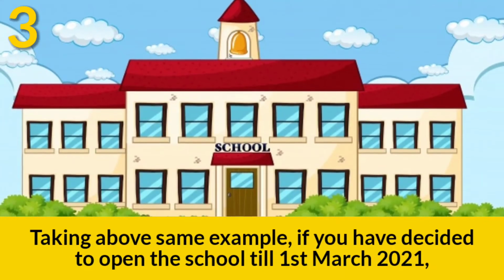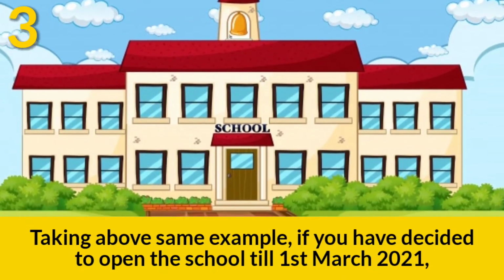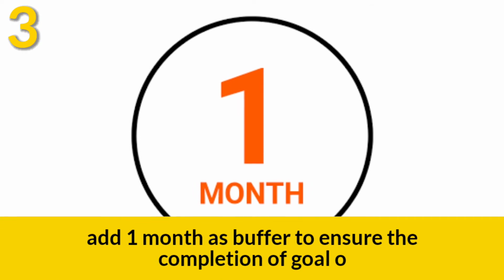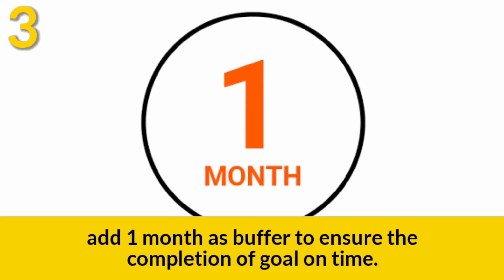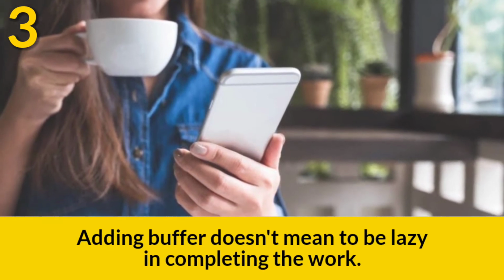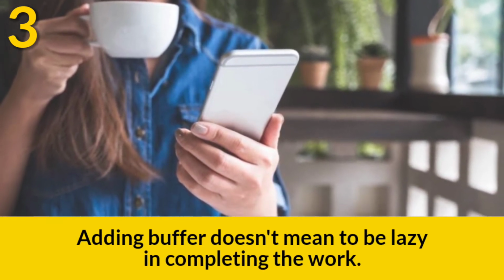Taking the same example, if you have decided to open the school by 1st March 2021, add 1 month as buffer to ensure the completion of the goal on time. Adding buffer doesn't mean to be lazy in completing the work.